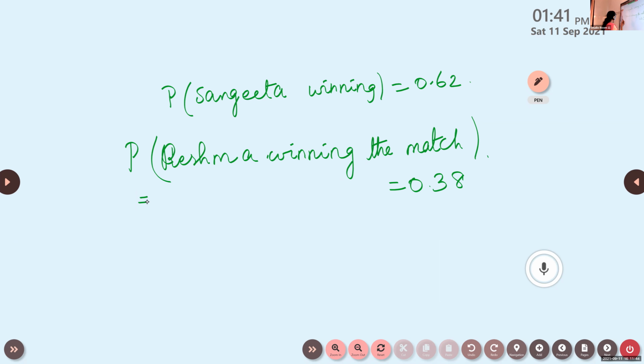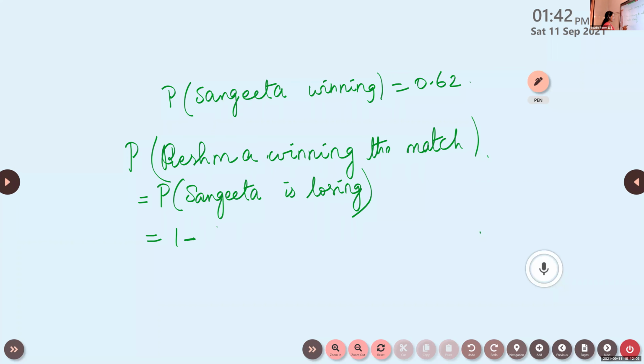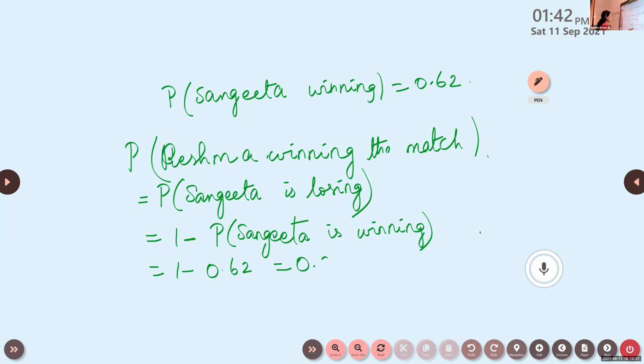Reshma winning means it is the same as Sangeeta losing the match, isn't it? One person is winning means the other person is losing. That is the same as 1 minus the probability of Sangeeta winning. This we call a complementary event. So it is 1 minus 0.62, which is 0.38.